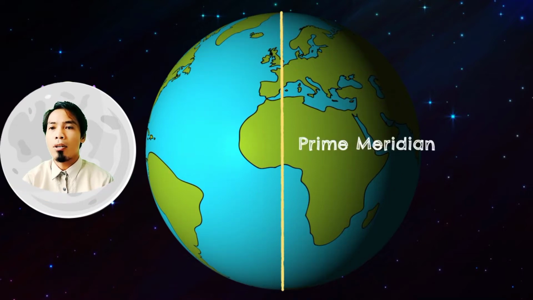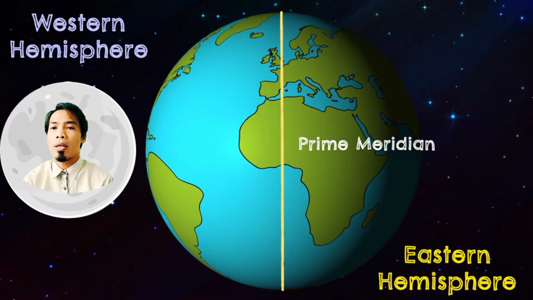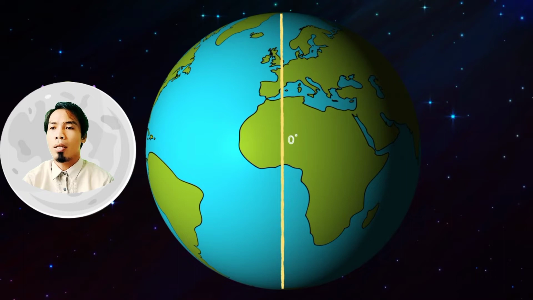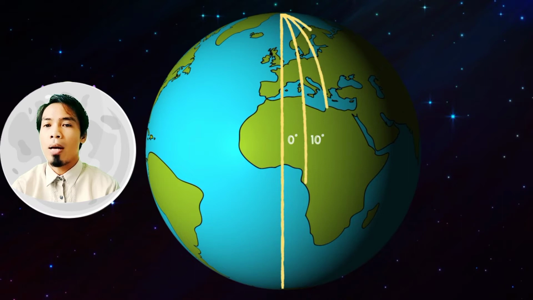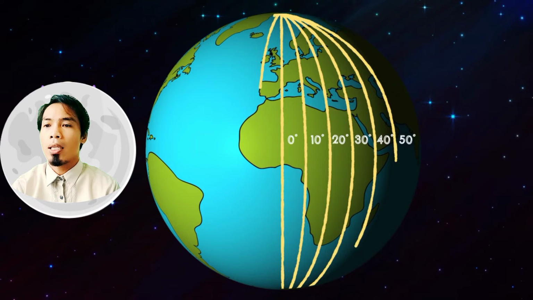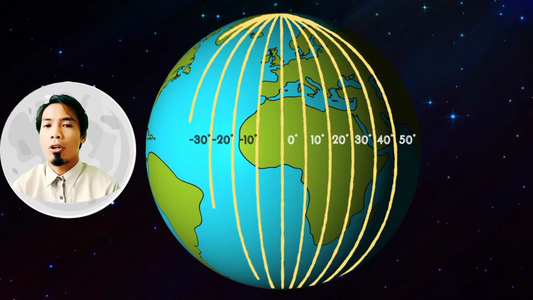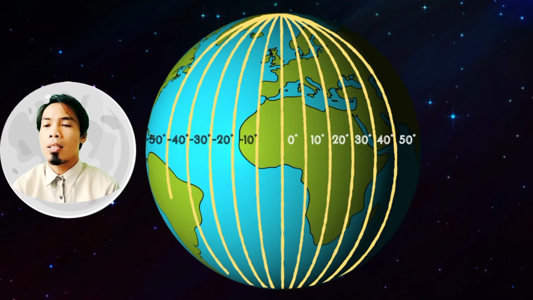The central longitude is called the prime meridian. This line divides the Earth in the western hemisphere and the eastern hemisphere. Like the equator, the prime meridian is marked at 0 degrees. Longitudes east of the prime meridian go up in numbers to 180 degrees east, and longitudes west of the prime meridian go up to 180 degrees west.